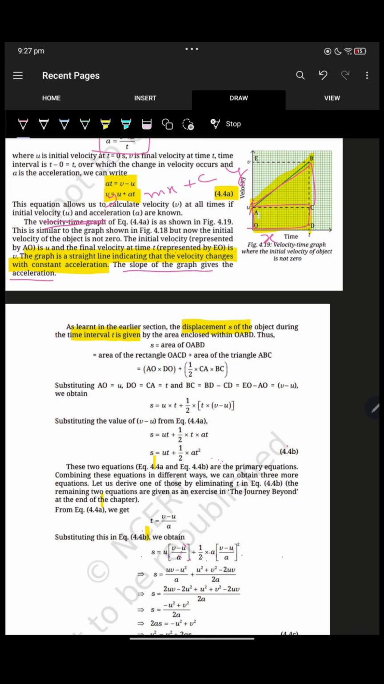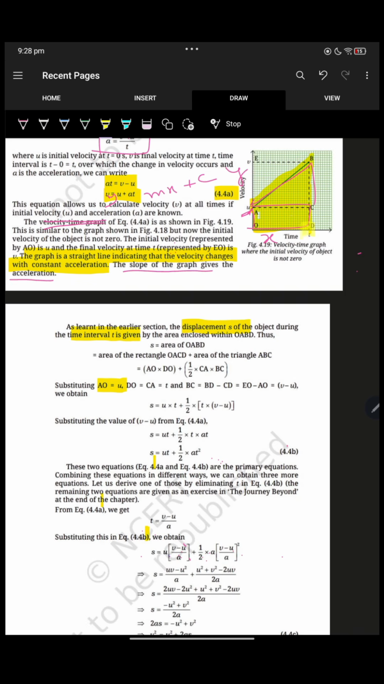So the area of the rectangle OACD is equal to OA into DO. Now OA means this much. If we see OA, we will see it is equivalent to u. So OA is equal to u.